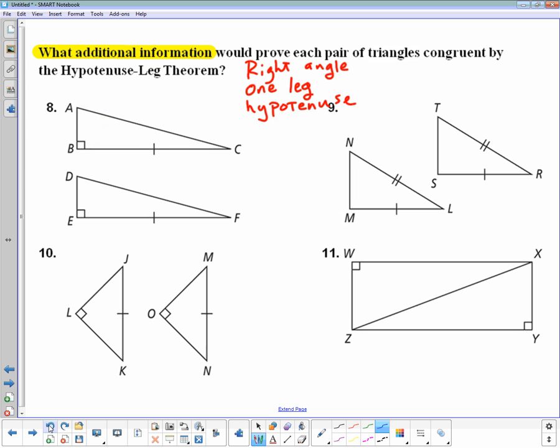So, what do I need? I need a tick mark on something. What should it be? Okay, so I need what to be congruent to what? Nice. I need AC congruent to DF. That's what my missing additional information is. What missing piece would make it right?